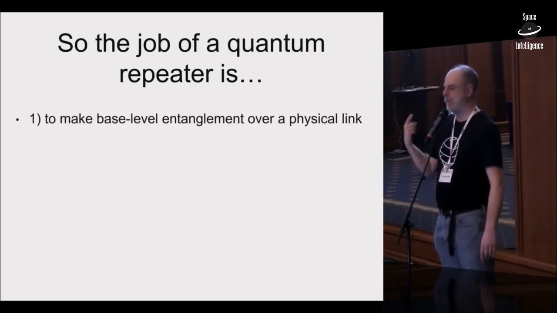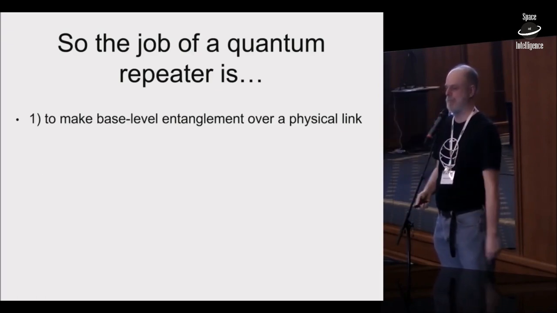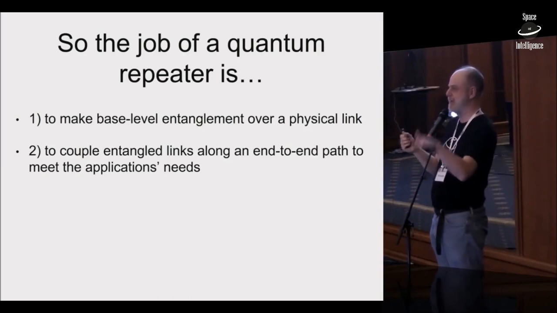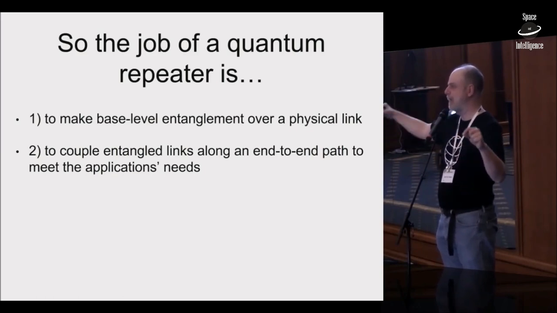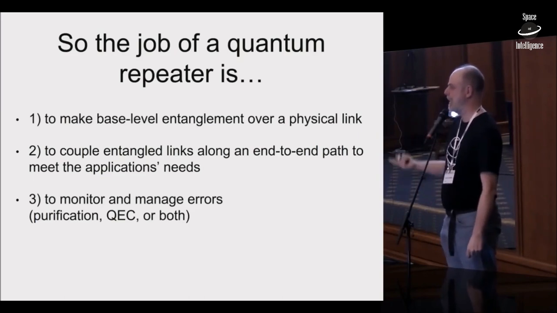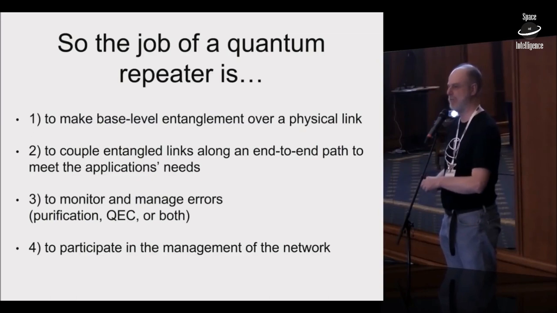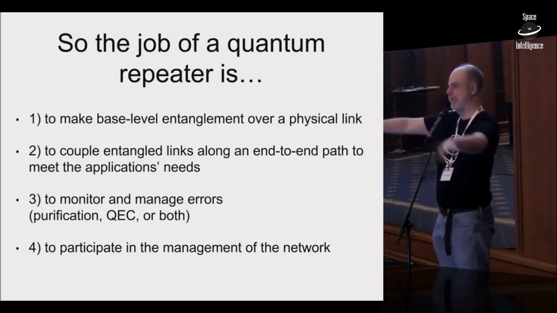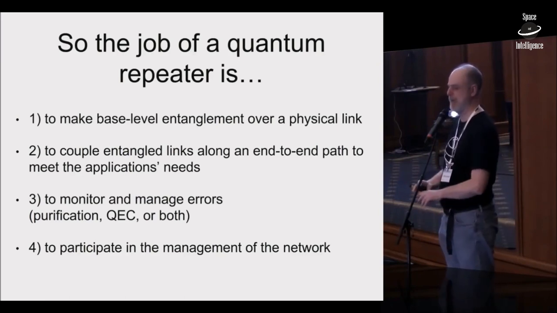All right, so at some point in the future, the job of a repeater in the network is first to make entanglement over a physical link with some sort of neighbor. Second, to be able to take that entanglement that it has with individual neighbors along a path and use that to create entanglement between two endpoints, so spanning multiple hops. Third, to monitor and manage errors as it goes. And fourth is to participate in the management of the network itself. They are not like classical repeaters. They are not amplifiers. They are nodes that are actually active devices doing a particular set of operations that are used to help us extend entanglement across multiple hops.